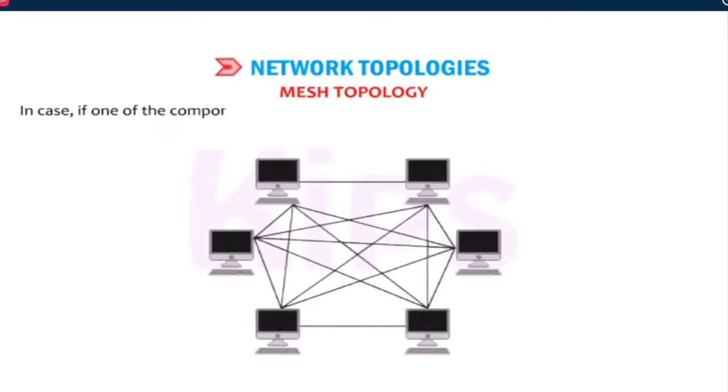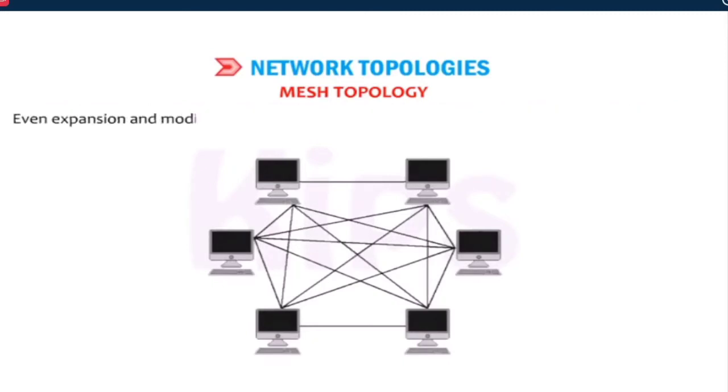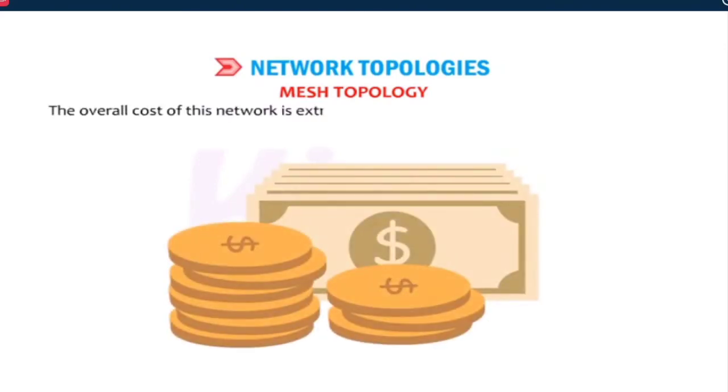In case one of the components fails, there is always an alternative present so that the data transfer does not get affected. Even expansion and modifications can be done in this topology without affecting other nodes. The overall cost of this network is extremely high as compared to the other network topologies.